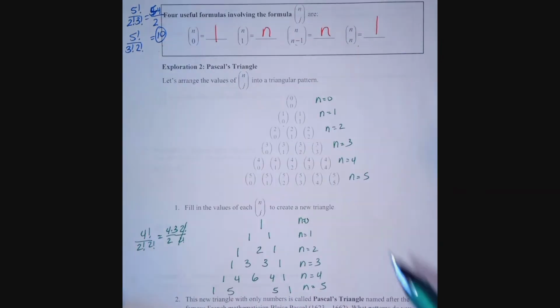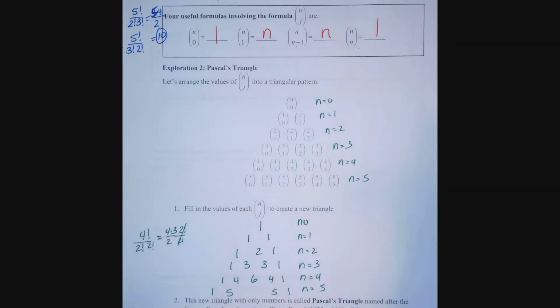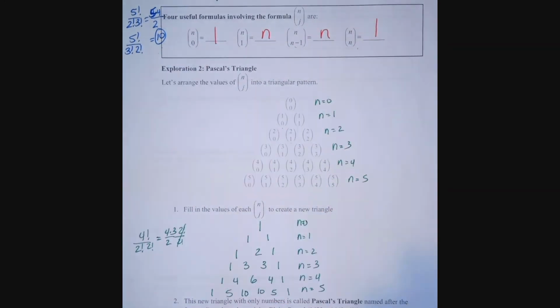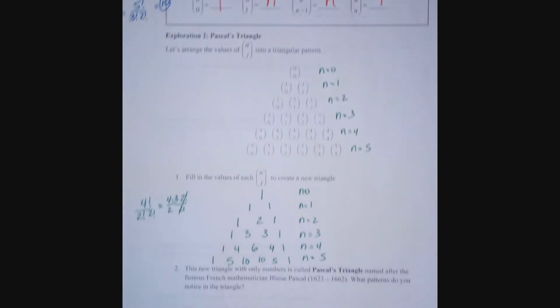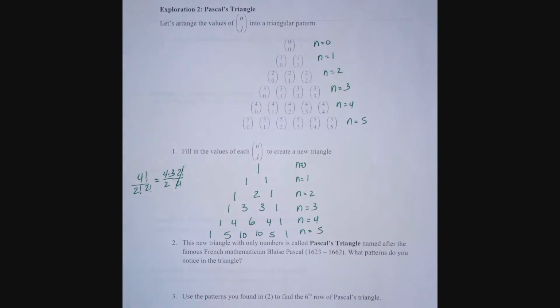And then we got 1s, we got 5s. What about these two? Well, we did those two and we got 10s. Now, this is the first 6 rows, n equals 0 through n equals 5, of Pascal's triangle, named after Blaise Pascal. And it asks you to notice patterns. Hopefully you have talked about Pascal's triangle before.